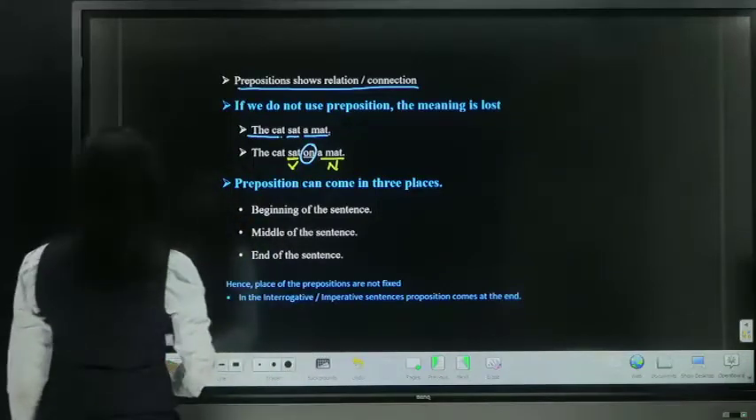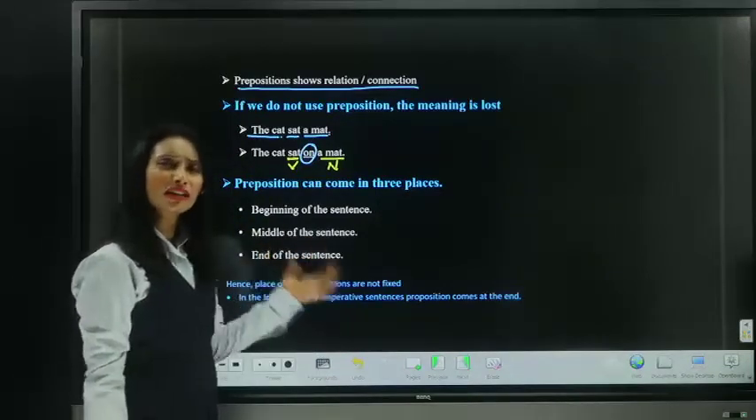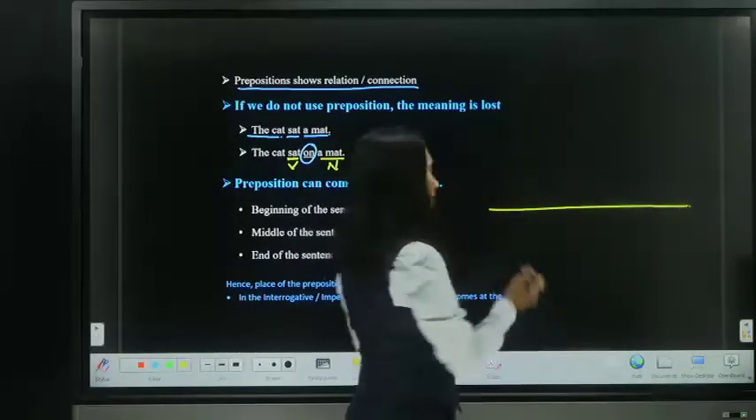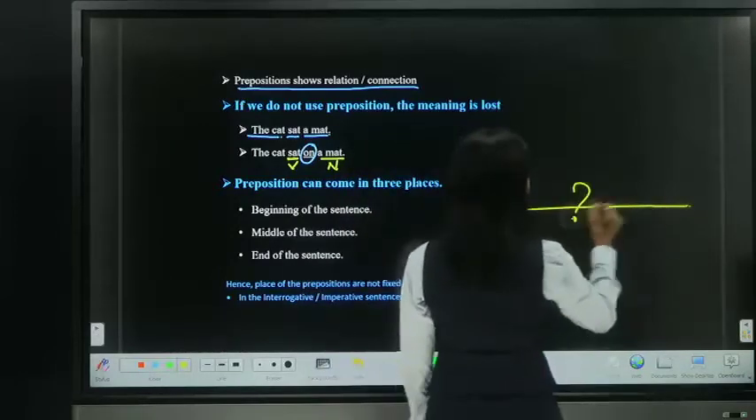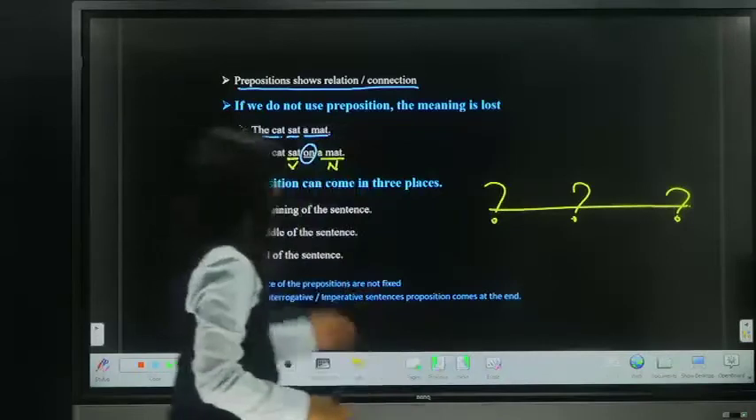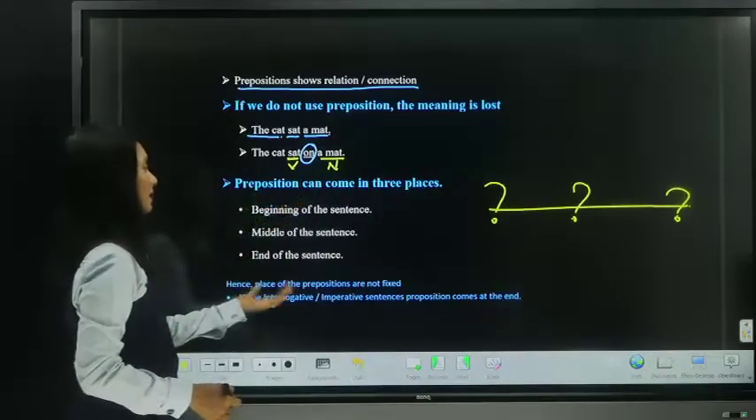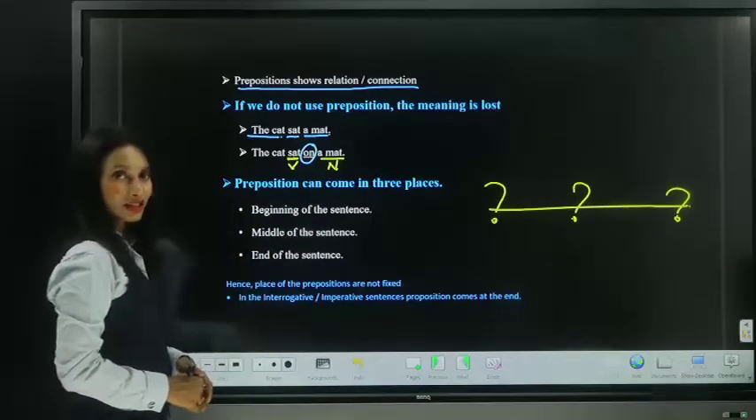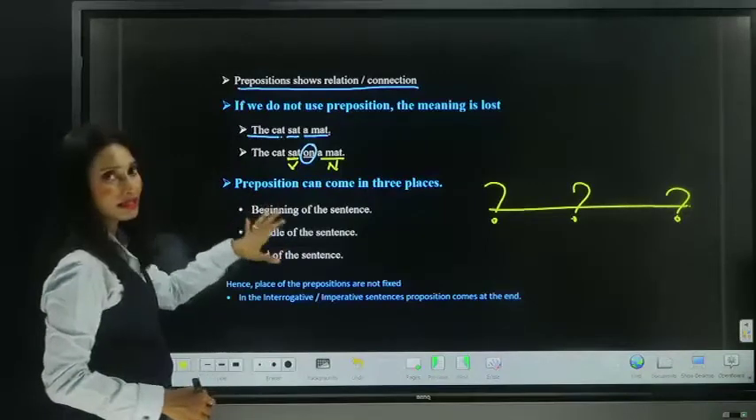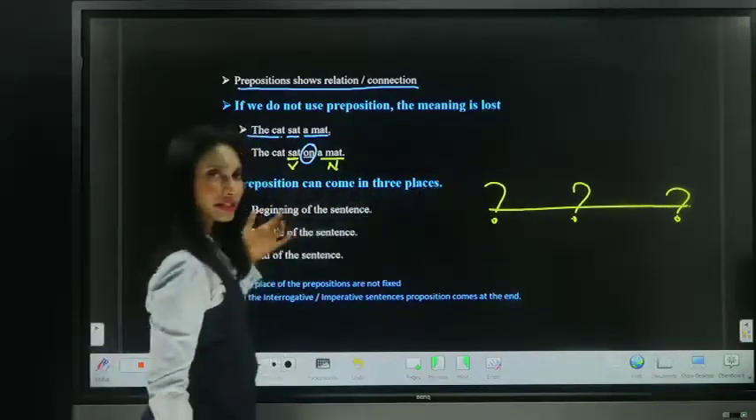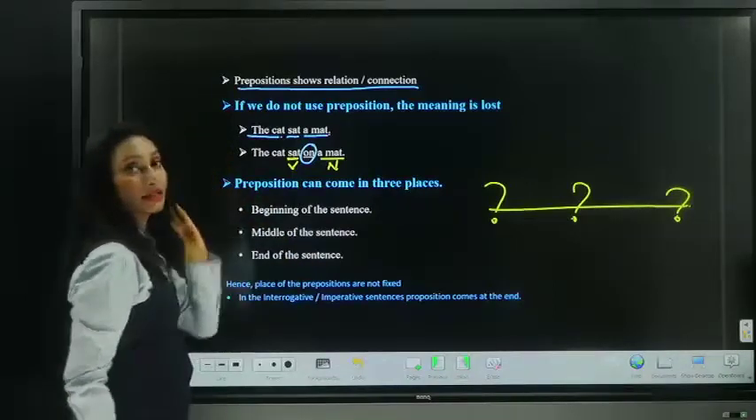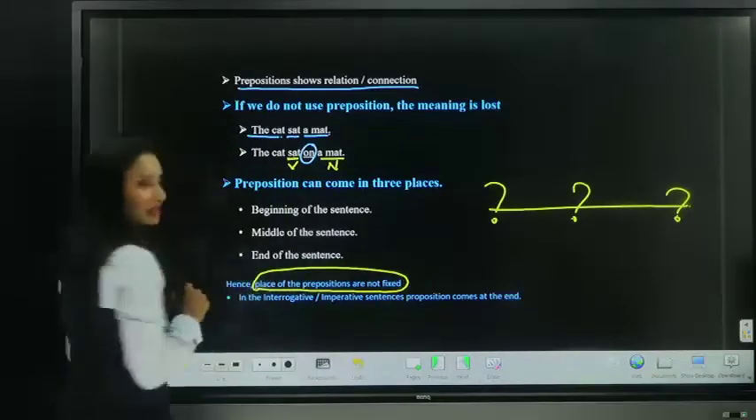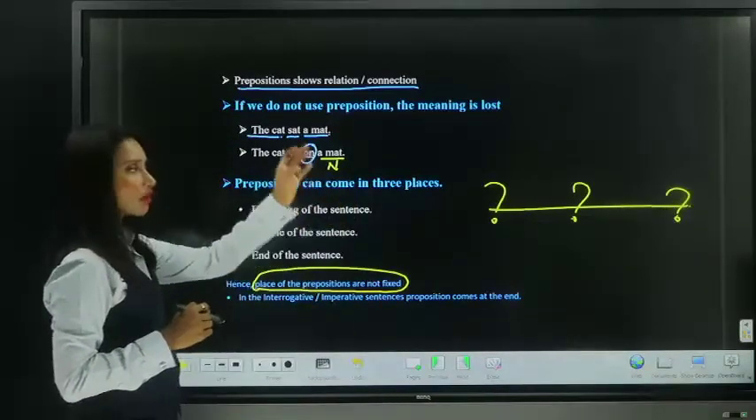Now, where can we use a preposition? In a sentence, where can a preposition come? In the beginning or middle or at the end? It can be used in three places: at the beginning of the sentence, in the middle of the sentence, or at the end of the sentence. Do remember, the place of prepositions is not fixed. It's not always in the beginning, it's not always at the end or in the middle.